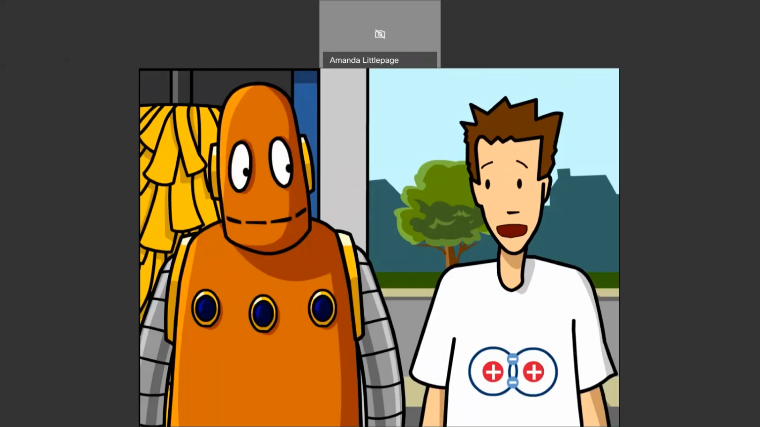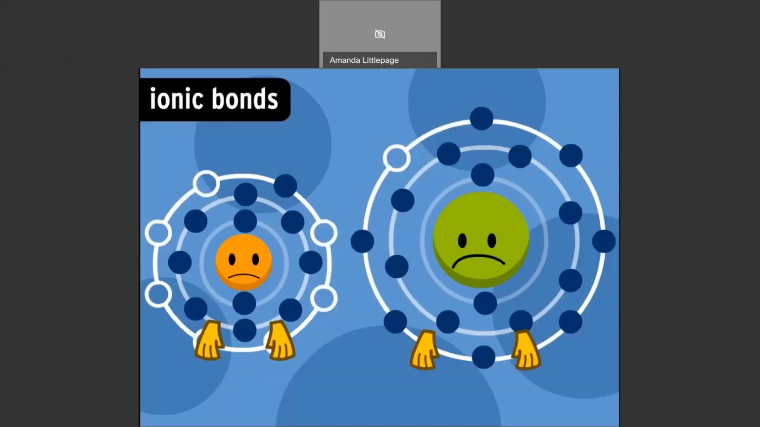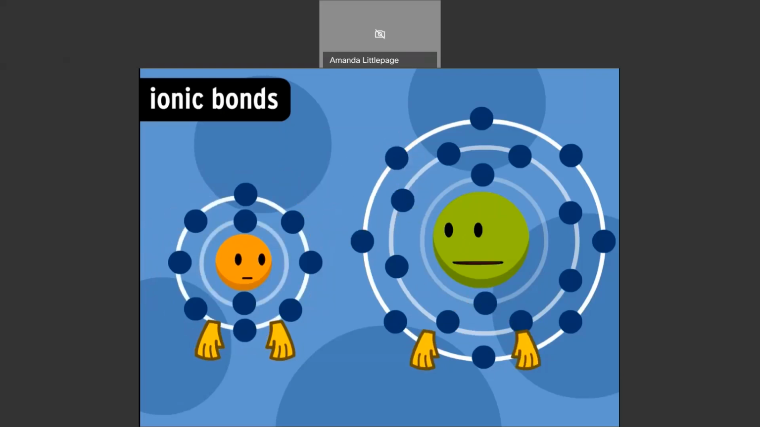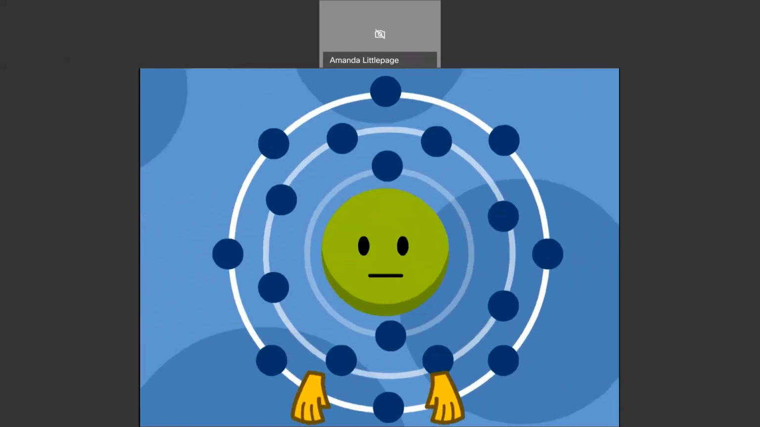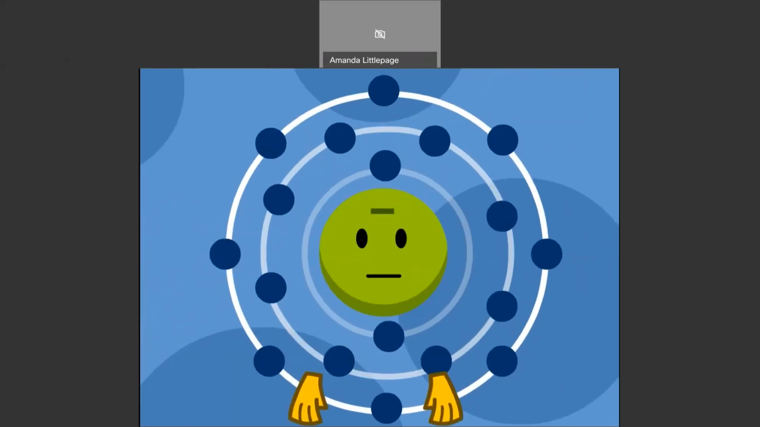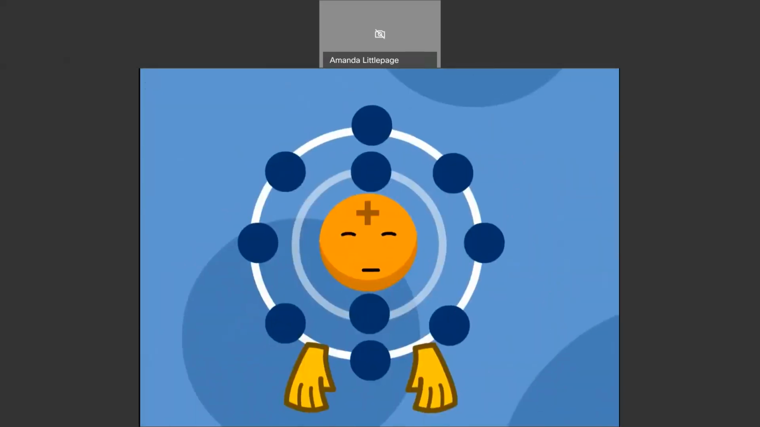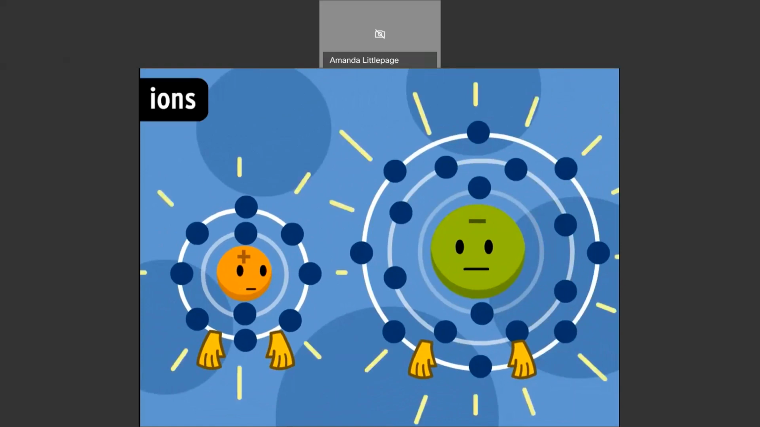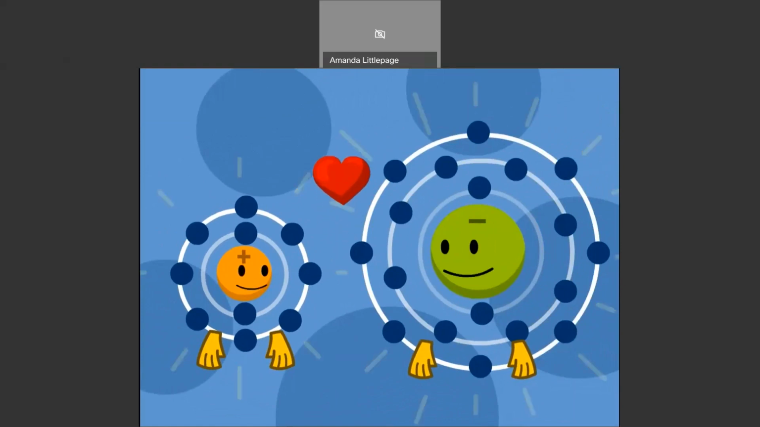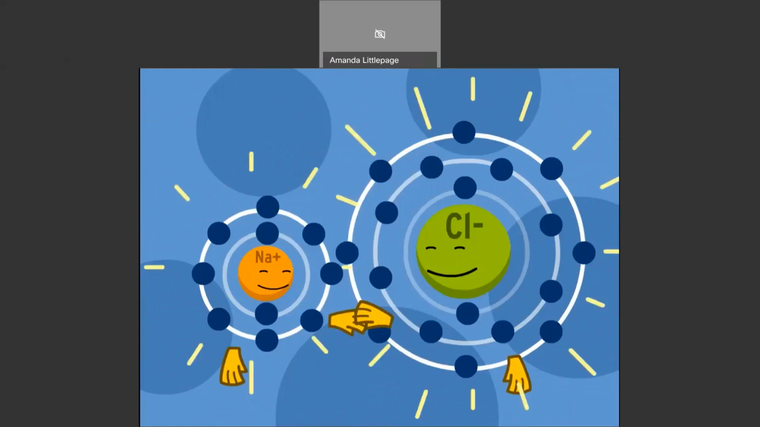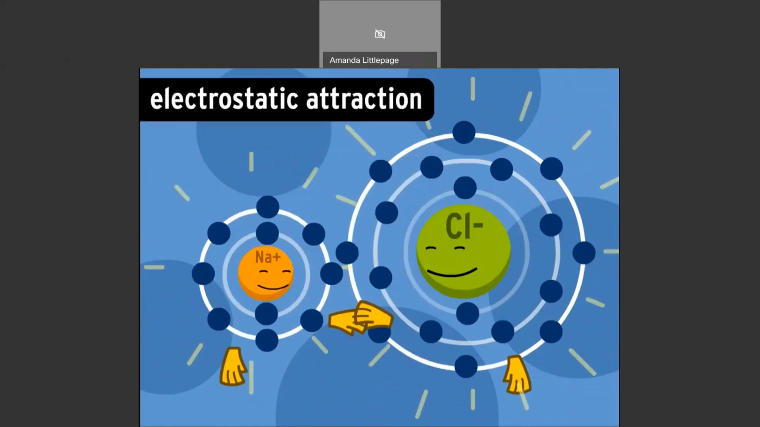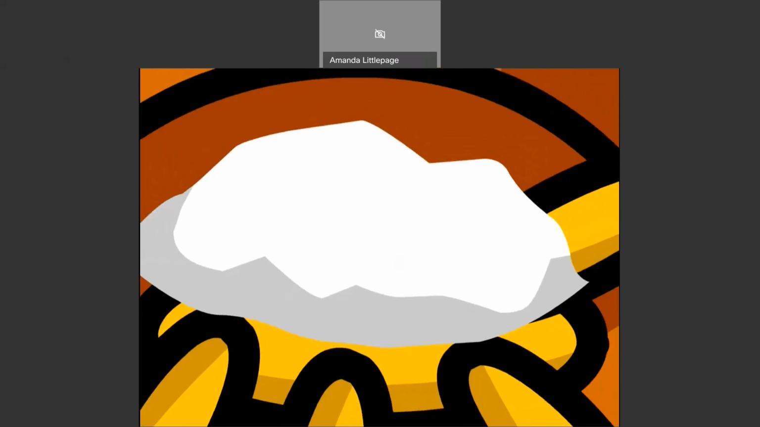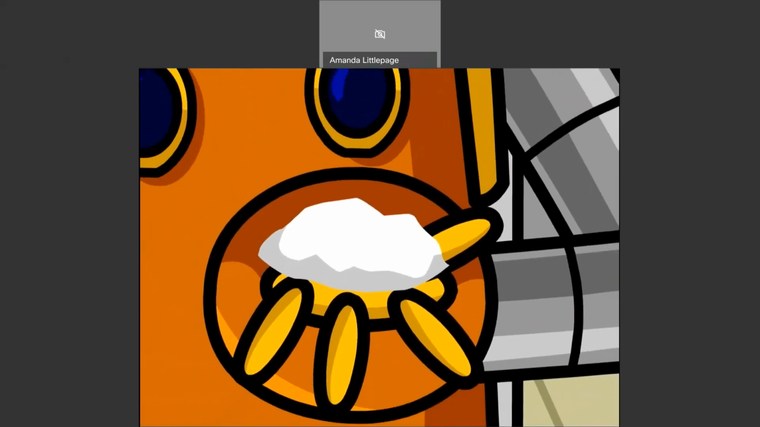Nope, that's not the only way atoms stick together. Ionic bonds happen when one atom takes an electron from another. Yoinkers! The extra electron gives the first atom a negative charge, and the other atom becomes positively charged since it lost an electron. In other words, they both become ions, atoms with electrical charges. And since opposite charges attract, they bond together. This is called electrostatic attraction. Sodium chloride, which is just table salt, is held together by ionic bonds.